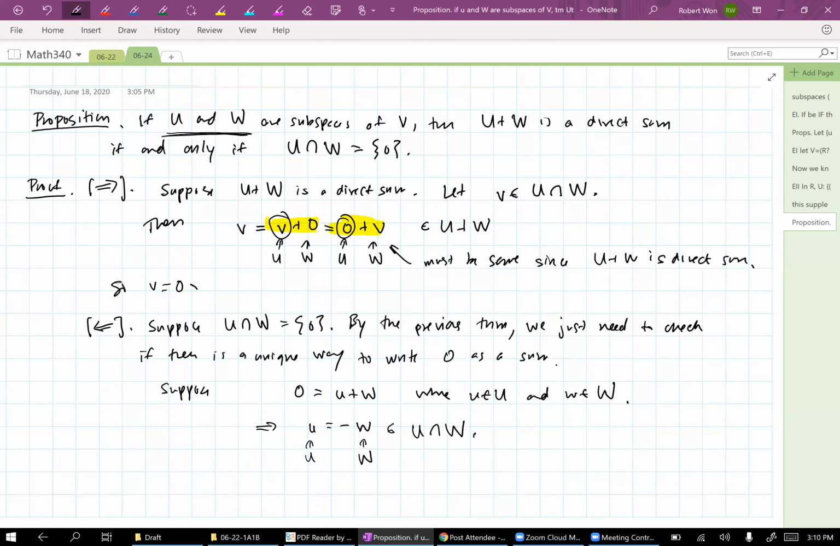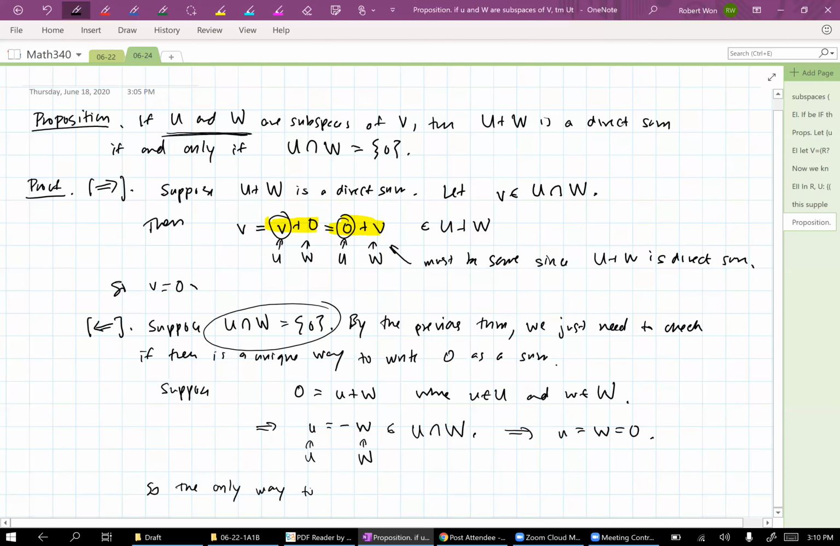Okay, but the only thing in the intersection by hypothesis is the zero vector. So this means that u equals w equals zero, which means that the only way to write zero is zero plus zero. But now, by the previous theorem, this means that this sum was actually a direct sum, right? Which proves the proposition.